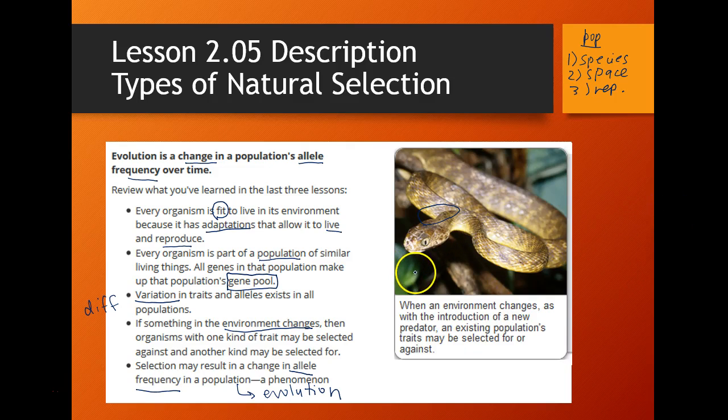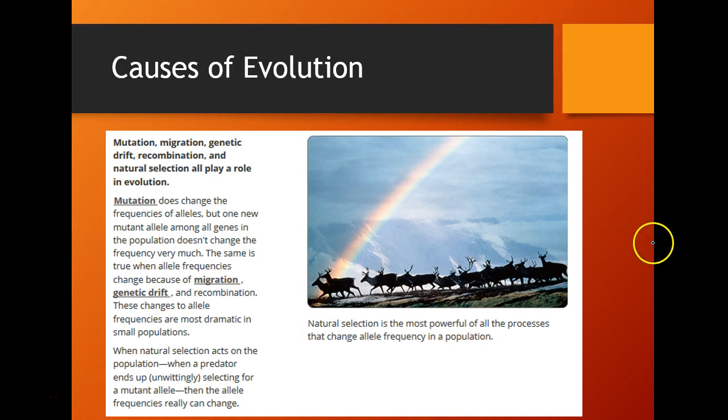And we also talked about this snake, how if it came into an environment and was introduced and targeted a certain type of organism, then it could change the makeup of a certain species. So we know what evolution is, but there are certain things that can cause it. We went over a couple of things: mutation, migration, genetic drift, and recombination. And then we really focused on natural selection. And these are all causes of evolution, things that may cause allele frequencies to change.